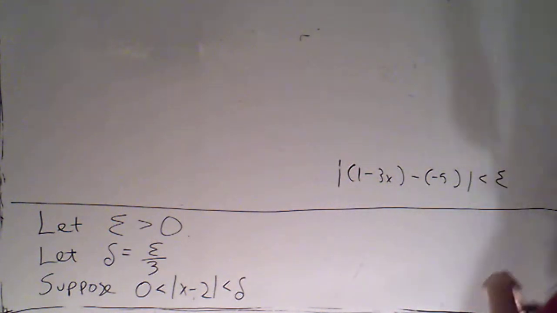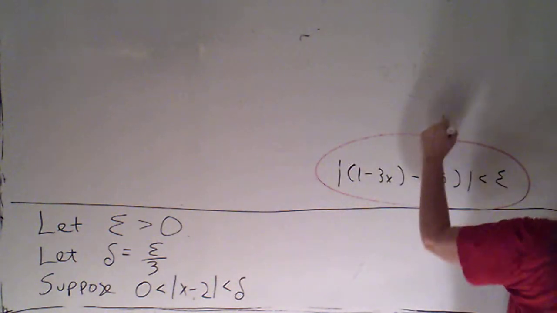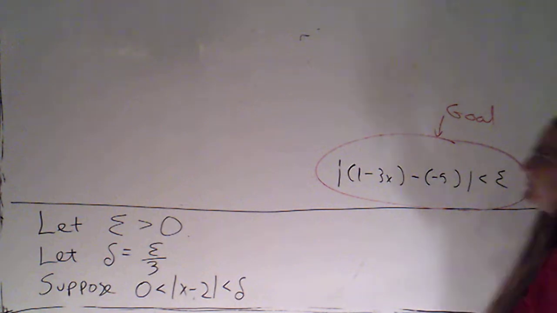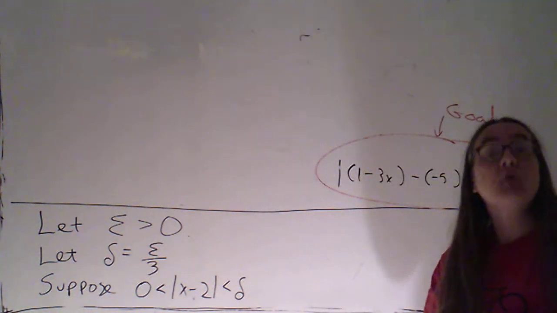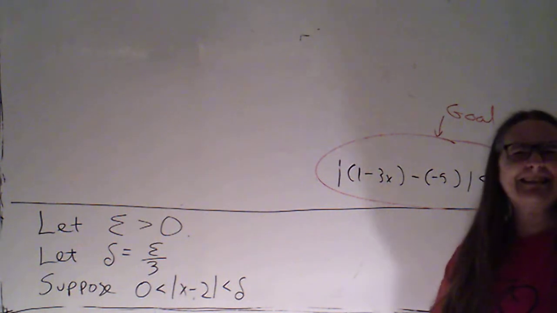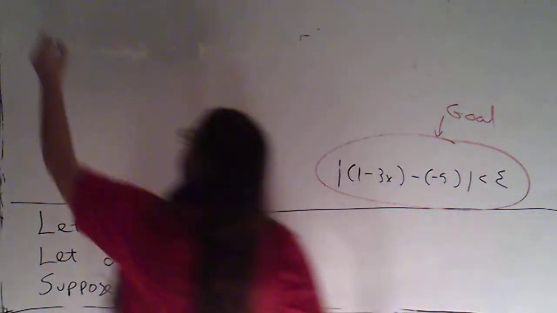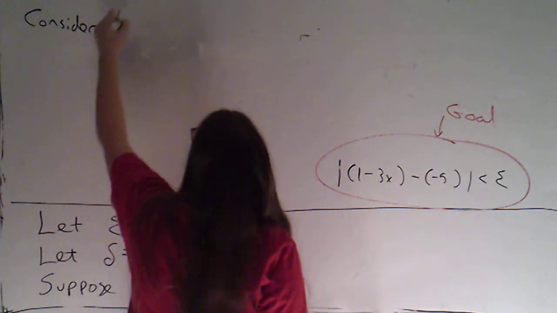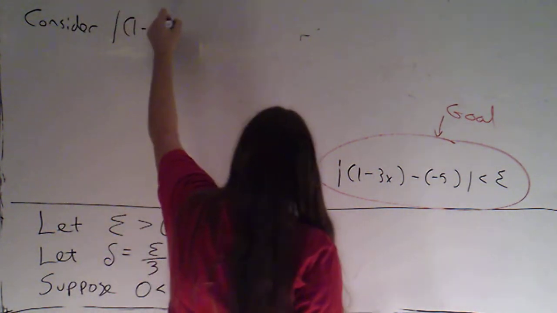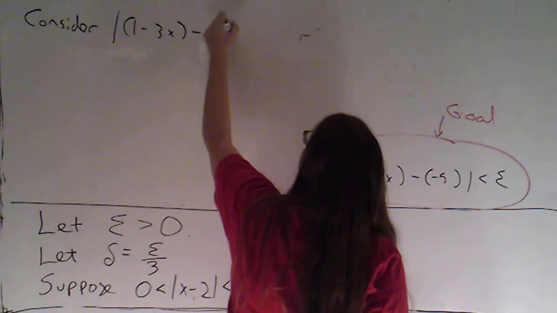This is, I'm just going to label as my goal. Okay. And I'm going to bump up here on the board. A really nice transition word is the word consider. So I'm just going to say consider the absolute value of 1 minus 3x minus a negative 5.